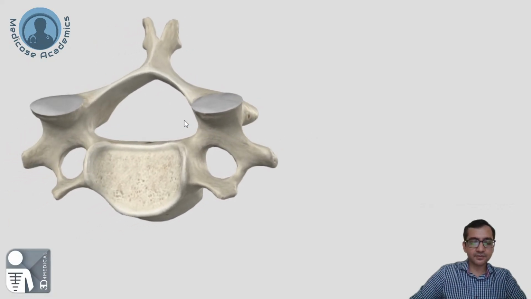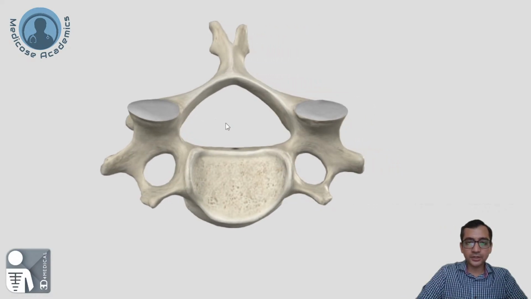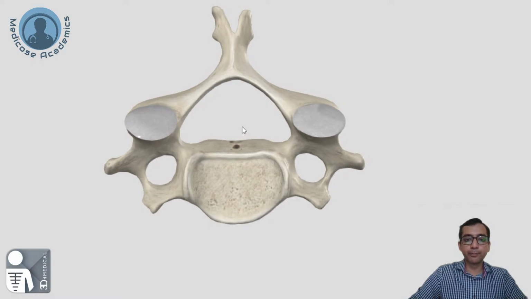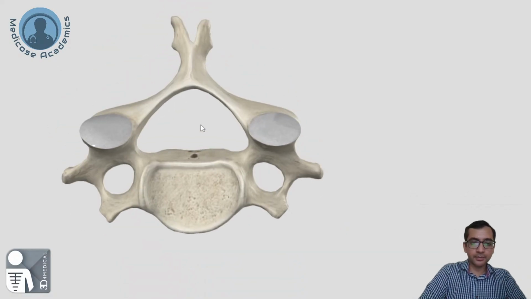The spinous process in the cervical vertebra is very interesting in the way that it is the only spinous process which is broken into two parts. It is bifid. That is the thing you have to remember.